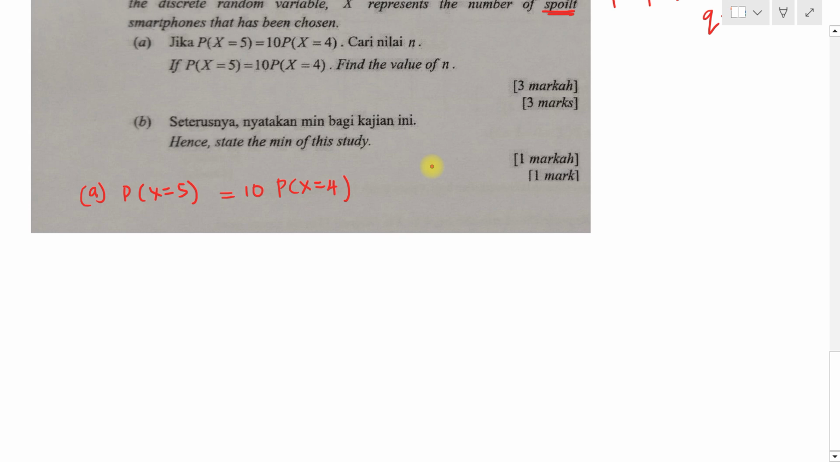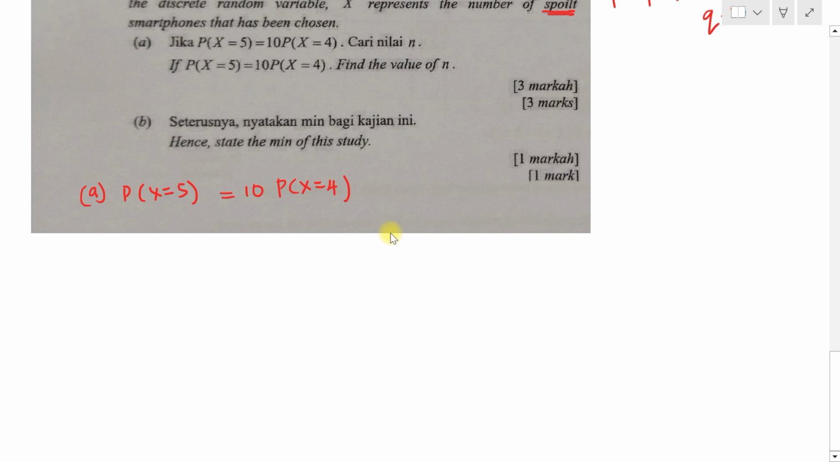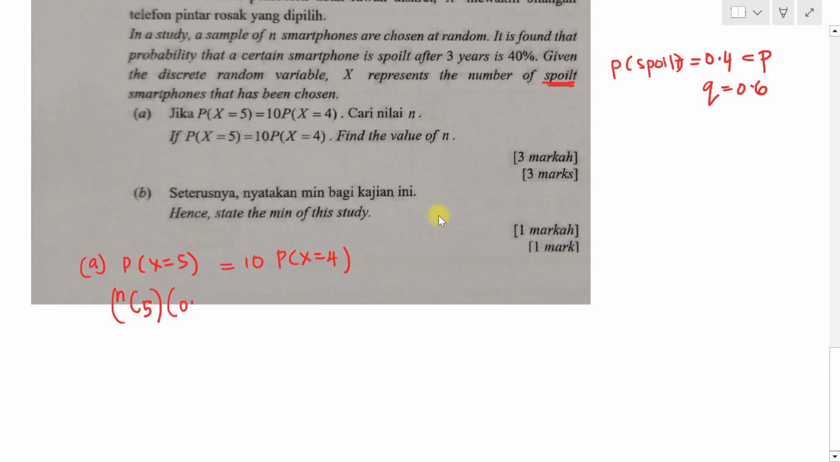So what is X equal to 5? Do we know how many numbers? Okay, n numbers, total is n numbers. So nC5, and then 0.4 for the spoiled to the power 5, and 0.6 to the power n minus 5, equals 10 times probability X equal to 4. So nC4, 0.4 to the power 4 and 0.6 to the power n minus 6. Sorry, n minus 4. My bad.